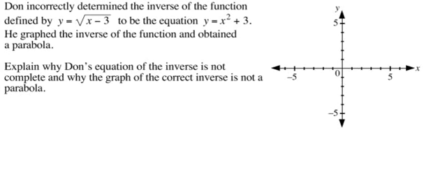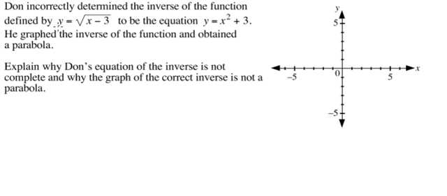Don incorrectly determined the inverse of the function defined by y equals root x minus 3 to be the equation x squared plus 3. Ha ha, Don, you fool. He graphed the inverse and obtained a parabola. Explain why Don is wrong and why it's not a parabola.